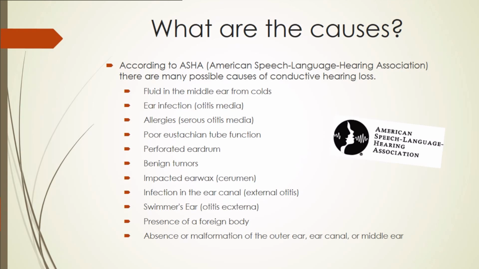Now, what are the causes of a conductive hearing loss? Well, according to ASHA, the American Speech, Language, and Hearing Association, there are many possible causes of a conductive hearing loss. Some of those causes include fluid in the middle ear from colds, an ear infection, allergies, poor eustachian tube functioning, a perforated eardrum, benign tumors, impacted earwax, infection in the middle ear canal, swimmer's ear, presence of a foreign body, or an absence or malformation of the outer ear, the ear canal, or middle ear. Some of these malformations occur during pregnancy and may occur during birth.